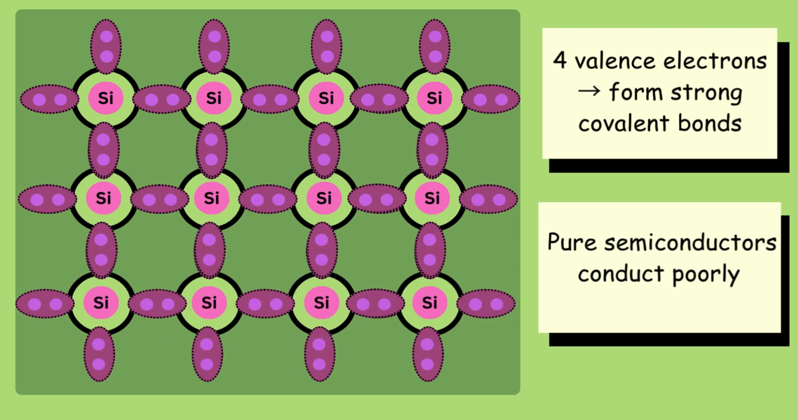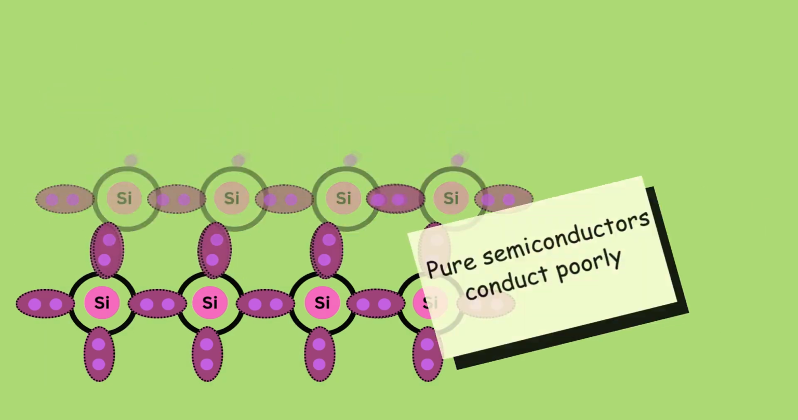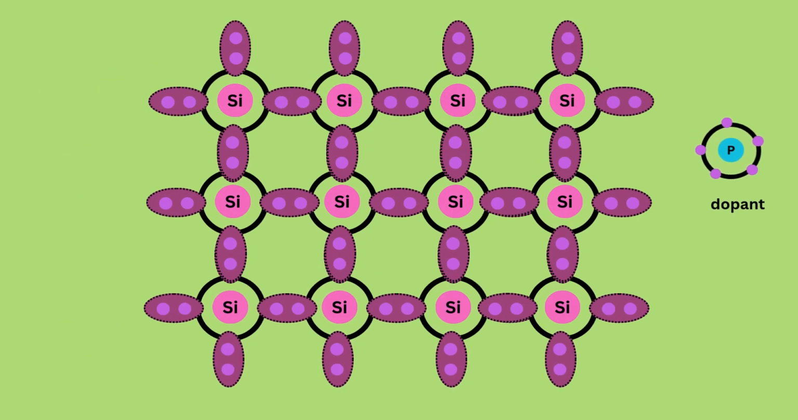Two most common semiconductors are silicon and germanium. They each have 4 electrons in their outer shell and form a neat crystal lattice bonding with their neighbors. But here is the catch: pure silicon isn't a great conductor on its own, so we tweak it a bit using a process called doping. We add a small amount of another element called a dopant into the crystal and improve its conductivity.